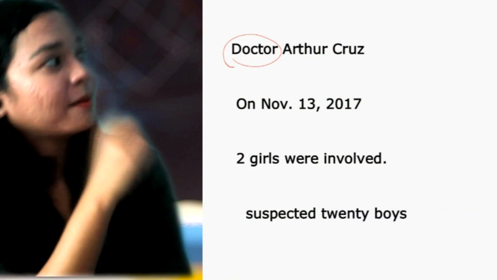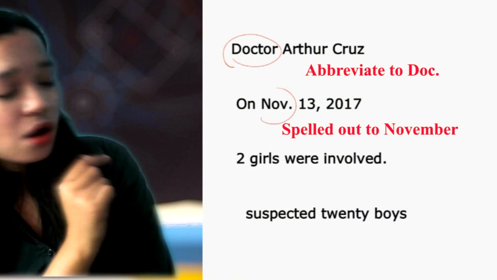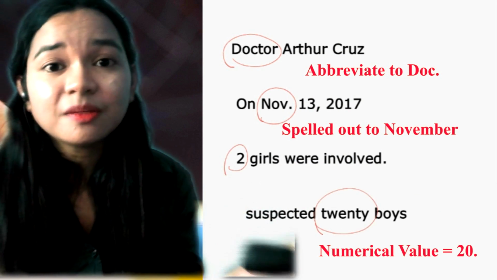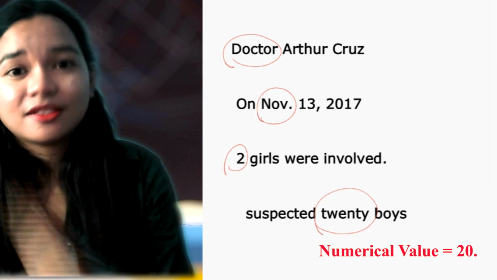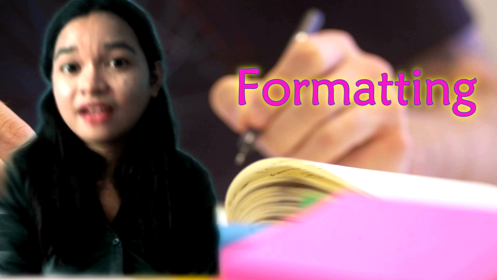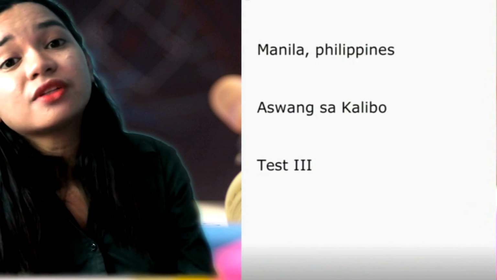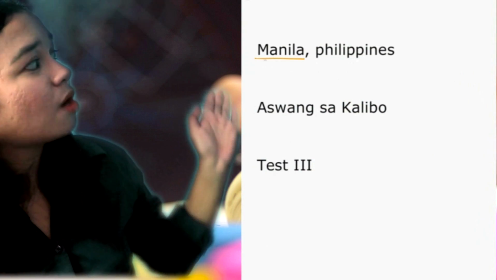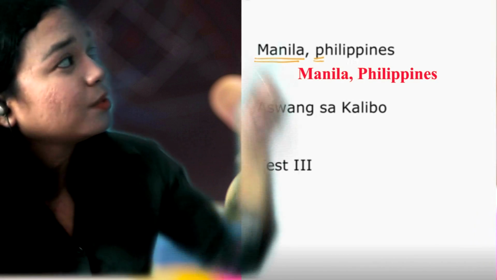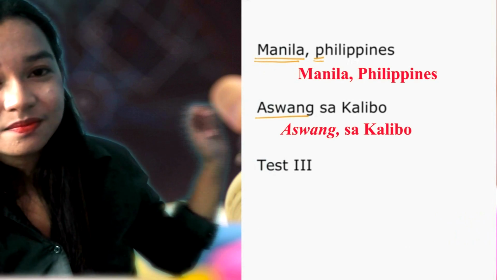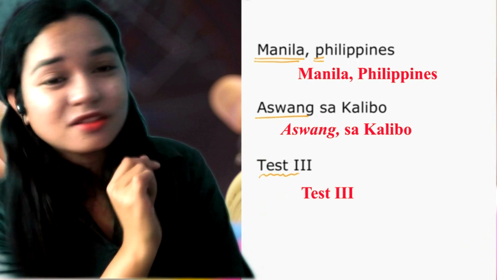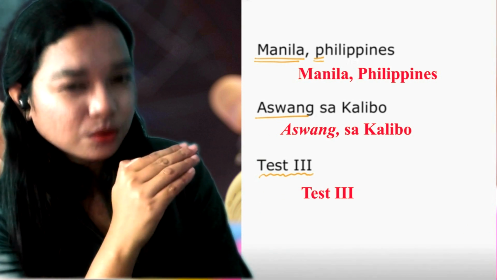If you want to abbreviate, spell out, or just put the numerical value or spell the entire number, then place a circle. Let's go to the third one, and it's the formatting. When it comes to capitalizations, we use a double underline. But when it comes to italics, we use one underline. If you want a word in bold format, then we can use the wavy lines right below the word.